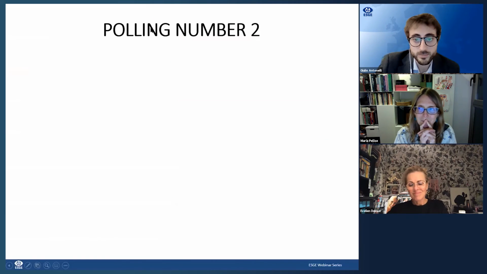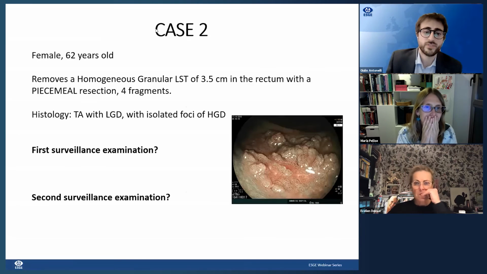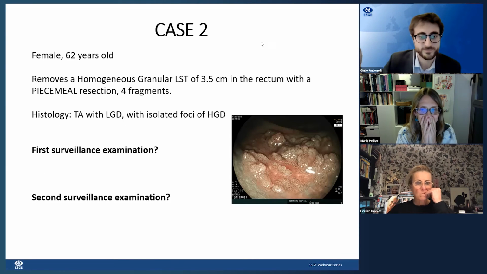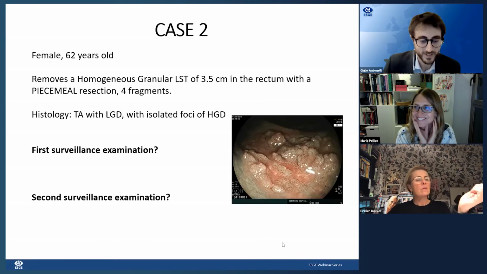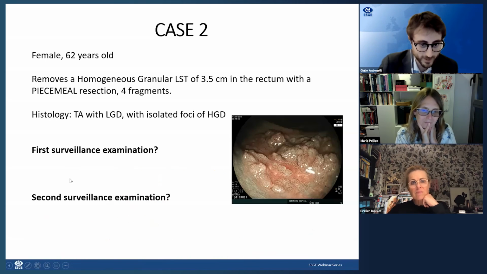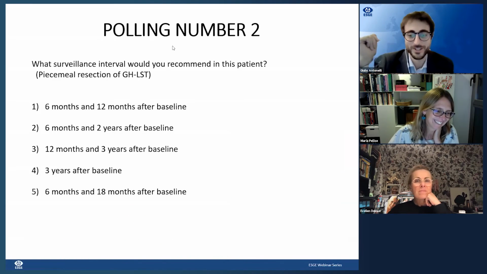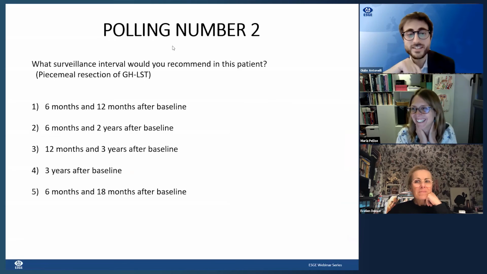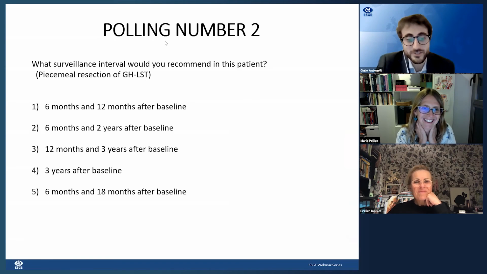So the polling can start. What surveillance interval would you recommend for this patient? Okay, it's going. Okay, another hint again. So 6 and 12 months after baseline, 6 months and 2 years after baseline, 12 months and 3 years after baseline, 3 years after baseline, or 6 months and 18 months after baseline.